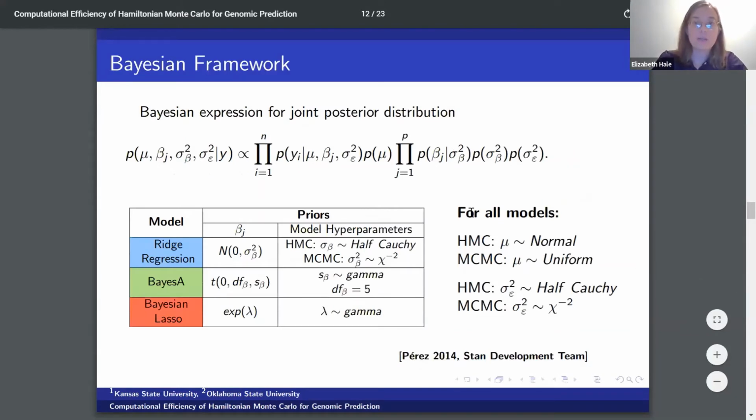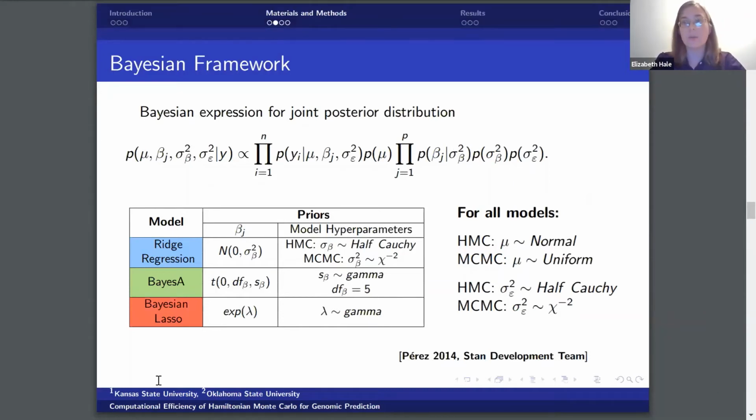This right here is the expression for the joint posterior distribution. Everything we're doing is within a Bayesian framework. So this is going to be a product of likelihoods and priors, where the priors are coming from these different models that we're looking at. Ridge regression assumes a normal prior for our marker effects, Bayes A assumes a Student t, and Bayesian lasso assumes an exponential prior. Each one of these models also comes with its own hyperparameters that have to be estimated as well. For example, ridge regression with that normal distribution, we have to determine the variance.